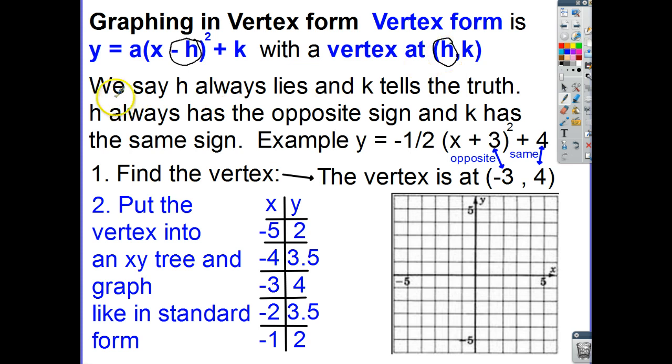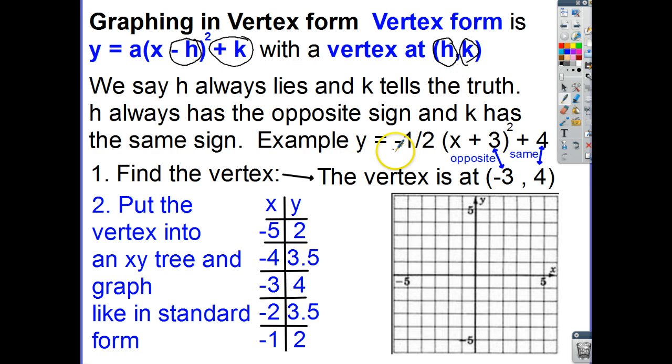Okay, now I said down here we say that h always lies, and what I mean by that is that the sign in our problem and the sign in the vertex are always opposite. Now, it's not to say that this one's always negative and this one's always positive. What we can glean from this, where this is negative h and this is h, is that they always have opposite signs. And if we look at the k, we have positive k here, and of course we have k without a sign, and of course we know without a sign it's positive. So what we say then also is that k always tells the truth. H lies, they're always opposite. K tells the truth, they're always the same sign. And again, it's not to say that they're always positive, but that they're always the same sign.